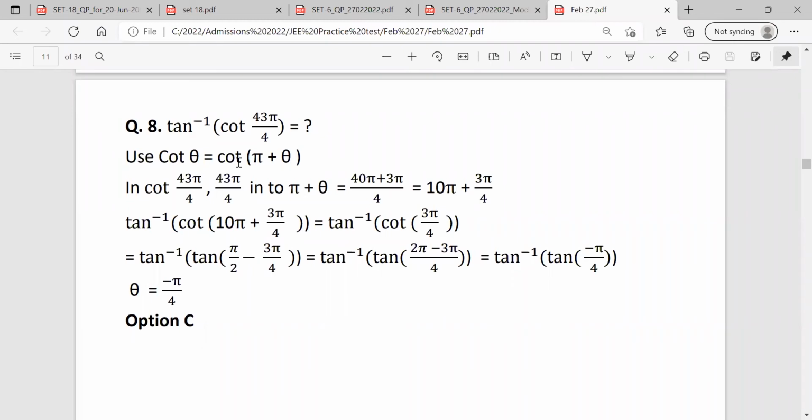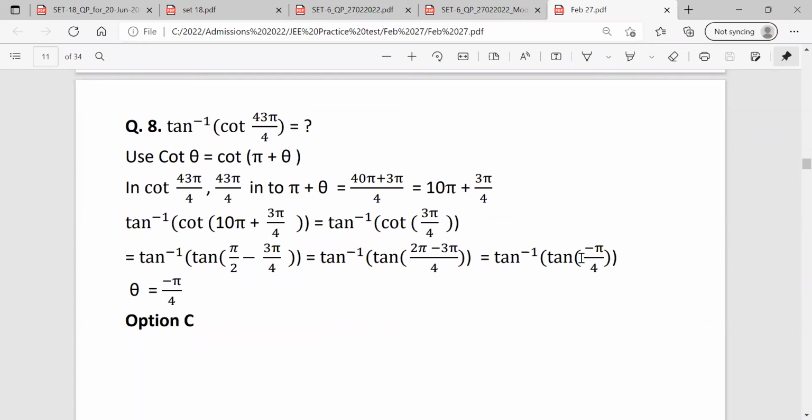What is this pi plus theta? We can write this as cot theta itself. So we are going to replace this as tan inverse cot of 3 pi by 4. Now how do I write cot of 3 pi by 4 in terms of tan? We can write cot theta as tan of (pi by 2 minus theta). So tan inverse of tan of (pi by 2 minus theta). Simply solving this, we have the value minus pi by 4. So tan inverse and tan cancel, and the value is minus pi by 4.